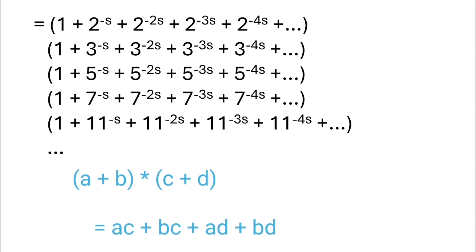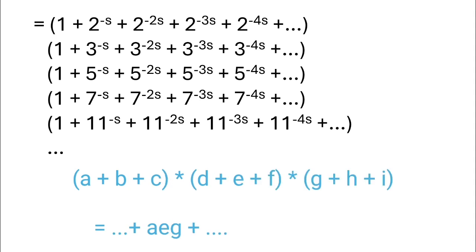I know you remember the FOIL method from grade school, right? We can generalize that to more than 2 terms and more than 2 sets of parentheses. And the way it works is that you just need to make sure that in your answer you have every unique combination of one item from each list. So if you have 3 sets of 3 items, one of the items that you would have in the answer is A times E times G here, right? That's one thing from each list. So let's go back to Euler.